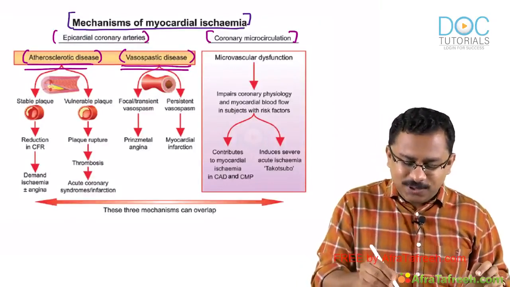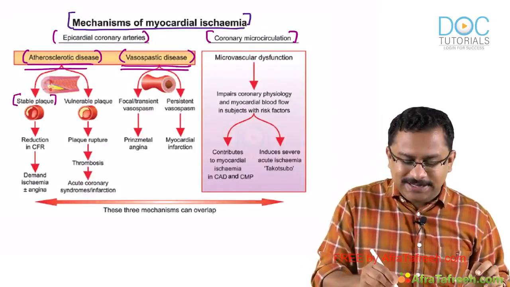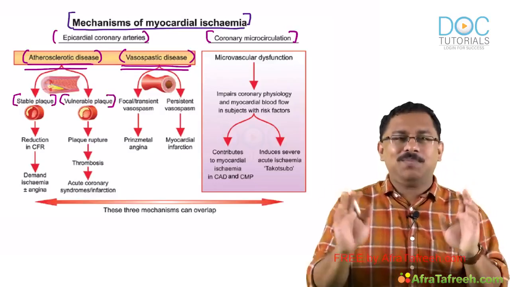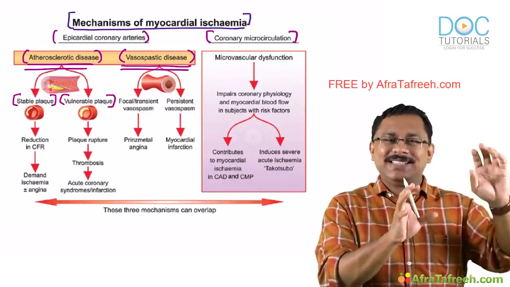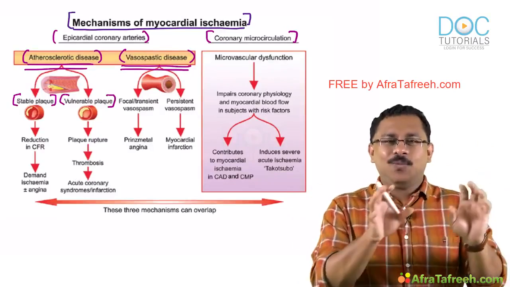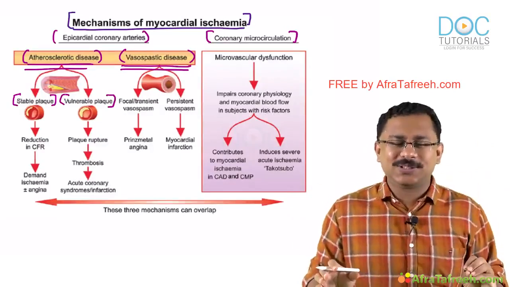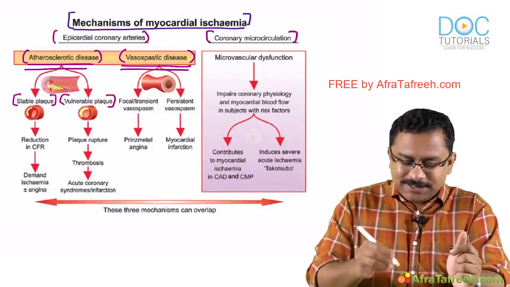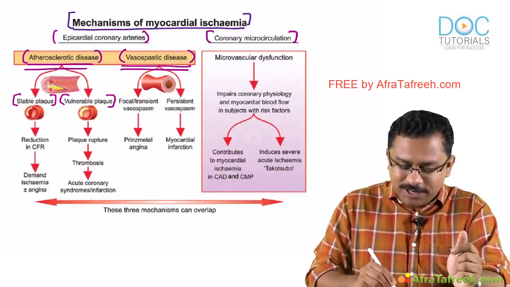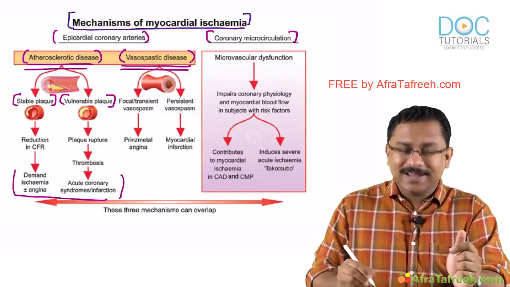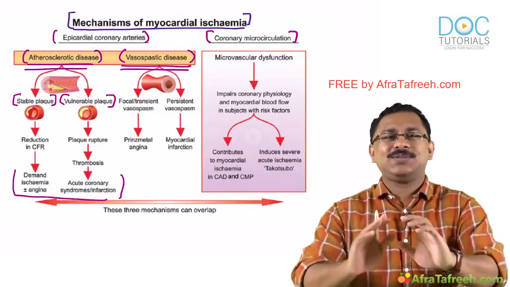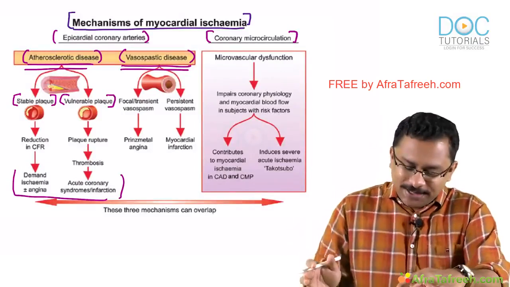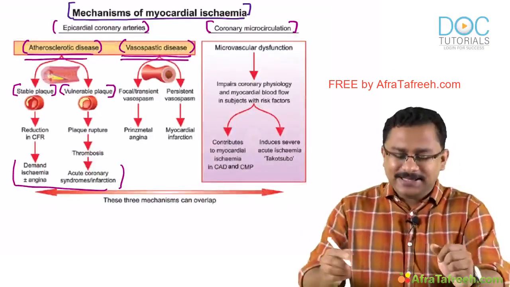When there is atherosclerosis, it can result in either a stable or a vulnerable plaque. We have already seen what a stable plaque and a vulnerable plaque are in the module on atherosclerosis, so I am sure you are confident on that. Such atherosclerosis can predispose to ischemia. So that is one mechanism.